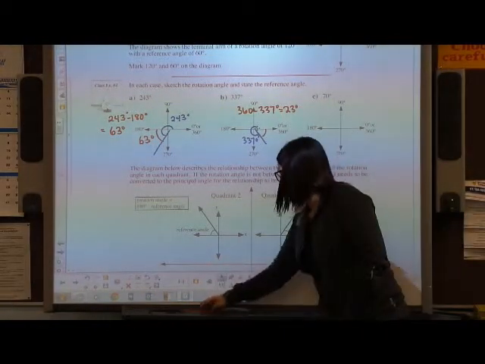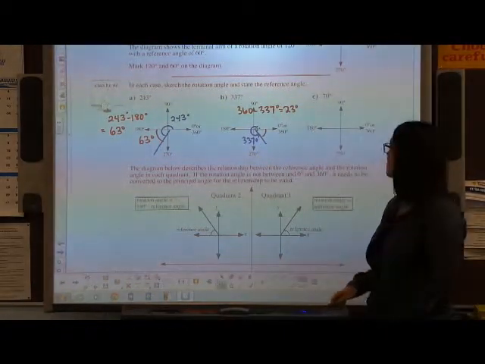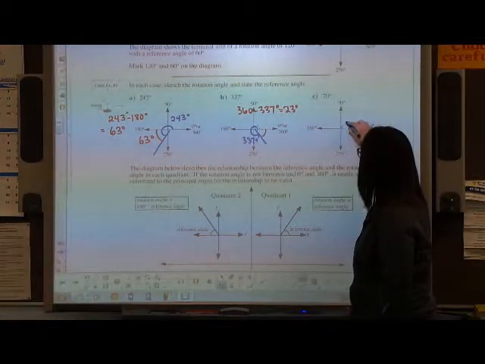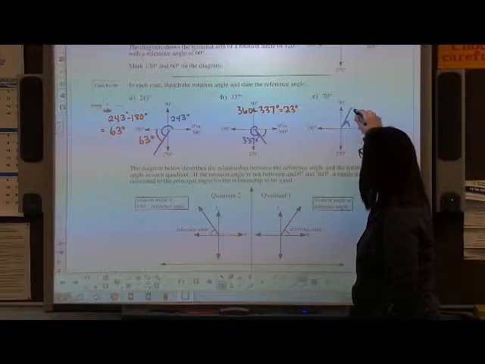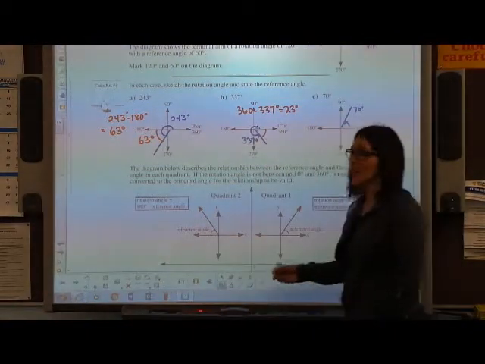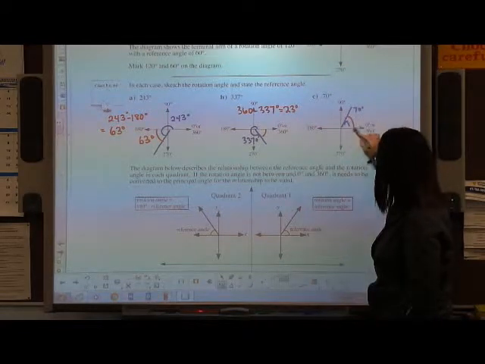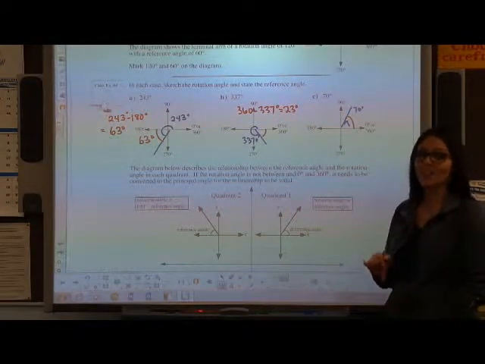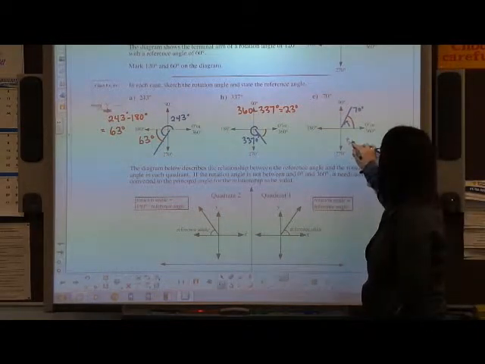Okay? And in the last one, where's 70 degrees? First quadrant. So there's my rotational angle. There's my 70 degrees. My reference angle is the angle between the terminal arm and the x-axis. So what's my reference angle? 70 degrees.